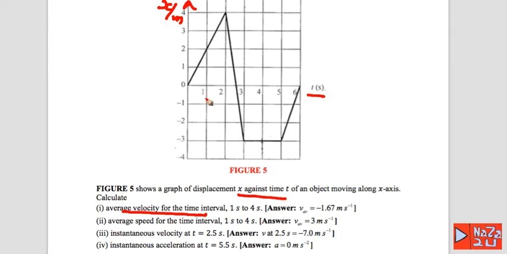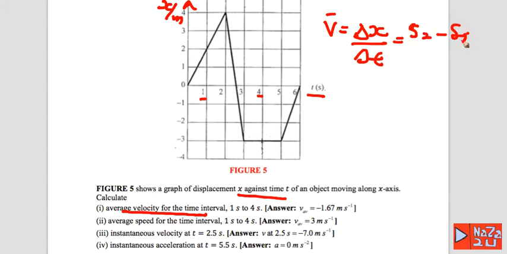So meaning we have the time here, 1 to 4 seconds. So what is the average velocity? To calculate the average velocity, look at the definition. Average velocity is the change of displacement divided by the change of time t. So the change is the final displacement minus the initial displacement, divided by the change of time t, final t2 minus t1.